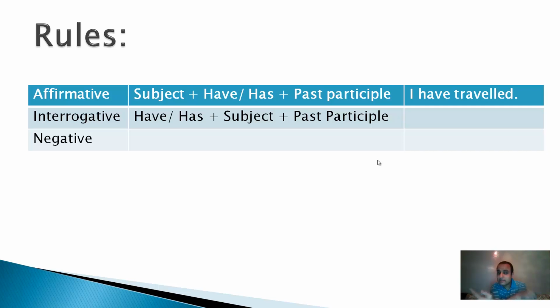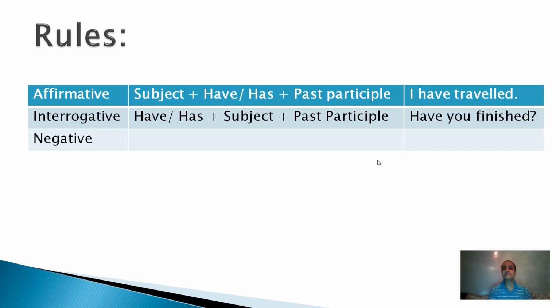So we switch the helping verb have or has and the subject. You remember in the beginning of the year, I have got, you have got, have you got, have I got, has he got. Okay, so we switch. Example, have you finished, have you finished.